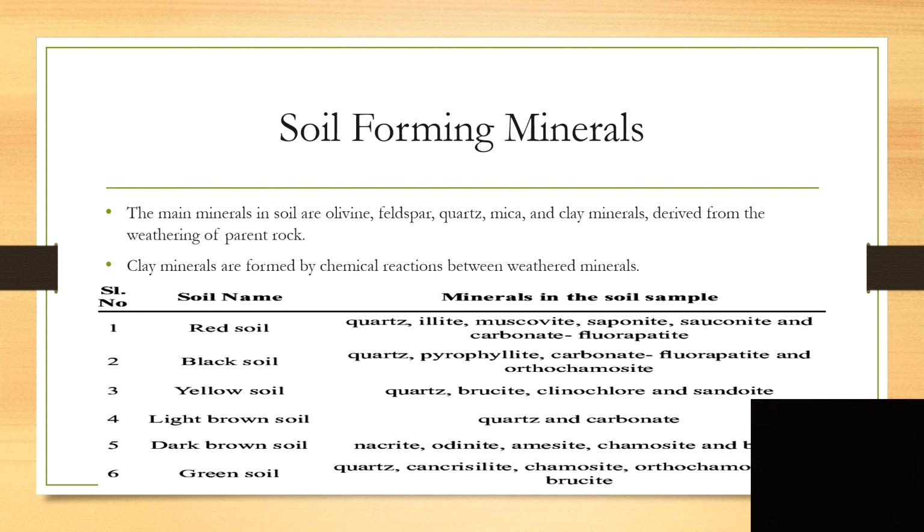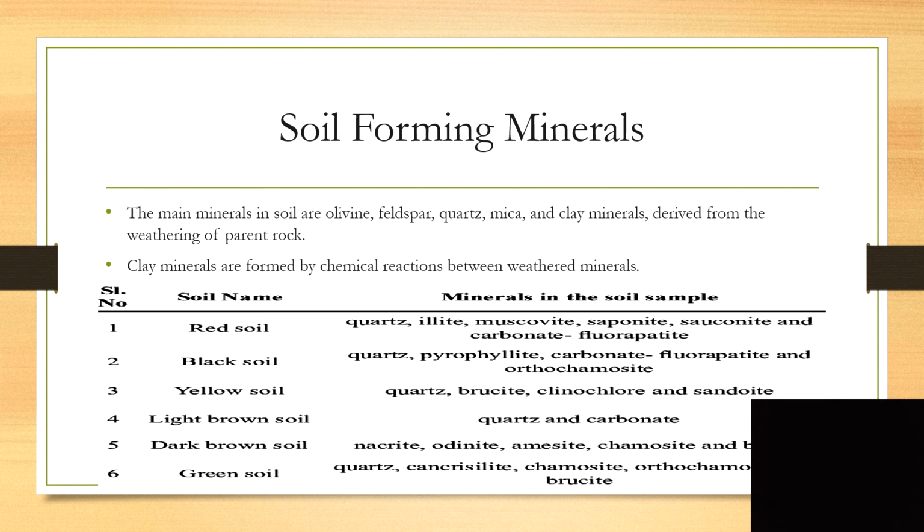Secondary minerals such as kaolinite, montmorillonite and illite are formed by the chemical weathering of primary minerals. These clay minerals control soil plasticity, cation exchange capacity and water retention.